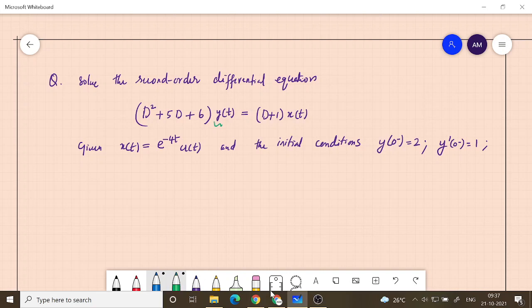So y of t is the output, x of t is the input. The differential equation is modeling a second order system. It's a model of a second order system, how the input and output are related. So that is given by a differential equation. Initial conditions are given, without which you cannot solve a differential equation. Probably you have studied this type of equations in mathematics, but here we are approaching it from a systems point of view, and we are going to use Laplace transform, which is a very handy method, very simple compared to the other methods used in mathematics, like complementary function and particular integral.